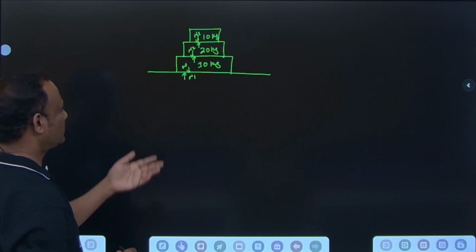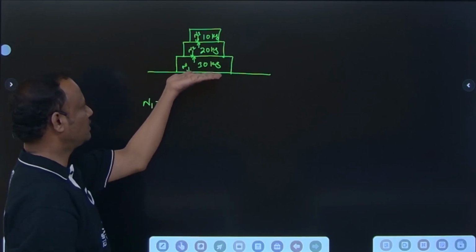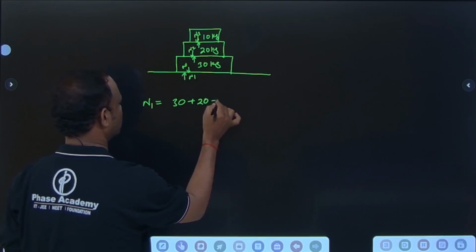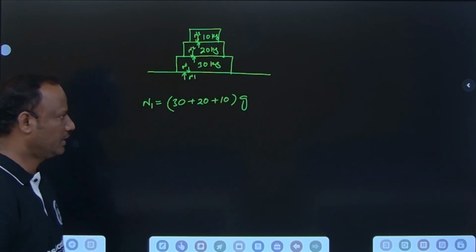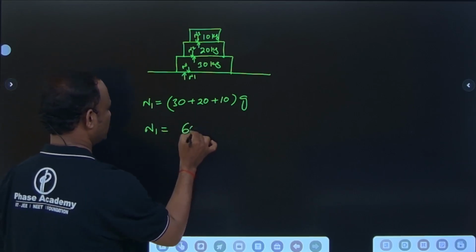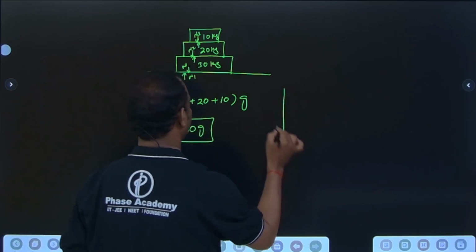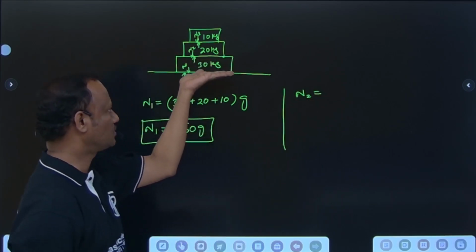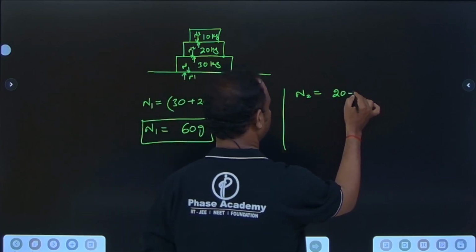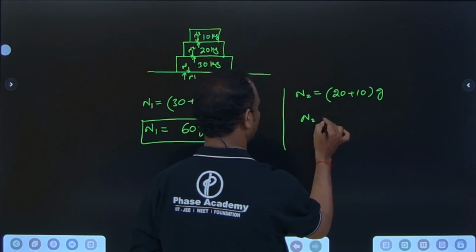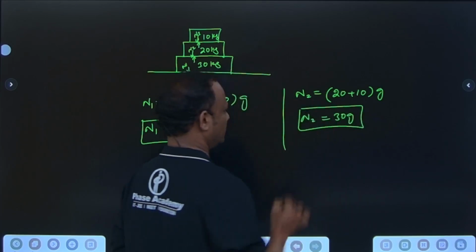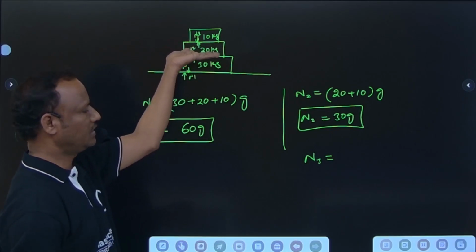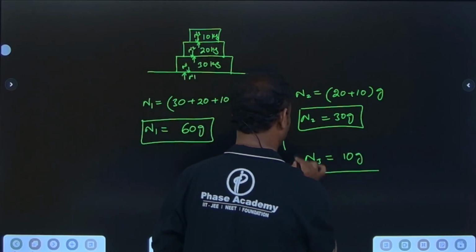I want to know about N1. Above your hand, how many masses do you have? Three masses: 30 plus 20 plus 10, times g. So N1 is 60g, my first answer. For N2, above this N2, how many masses do you have? Two masses, 20 and 10. So N2 is (20 plus 10) times g, which is 30g. Similarly for N3, above this, what is there? The last one, it's 10g.